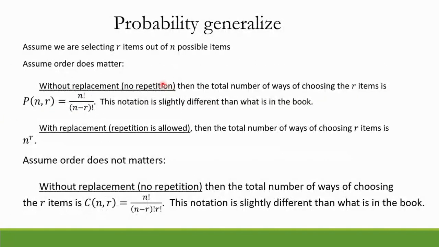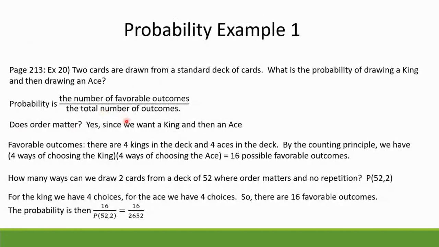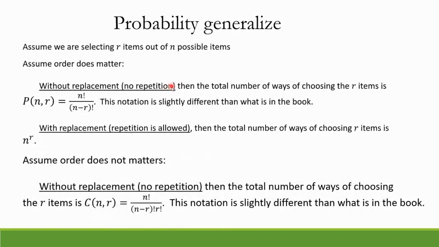Well, again, going back to this, order does matter, okay? So since order matters, we're going to have to use, and there's no repetition, right? Because we're not putting the cards back, so we have permutation. We never said that we're drawing a card and then putting it back. So because of that, there's no repetition. So order matters, no repetition. This is what we use.